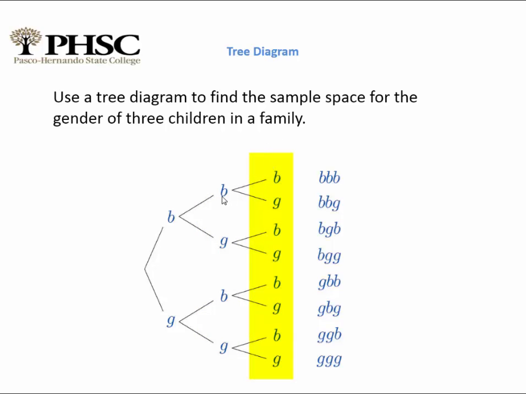And again, if I have a boy first, a boy second, and then a boy third, that will give me the first outcome, which is boy, boy, boy. Or all the way at the other end, if I have a girl first, girl second, girl third, then I would have girl, girl, girl. And if you notice, here are the same 8 possible outcomes. So the sample space is the same, whether you do a tree diagram or the table. The tree diagram is a little easier, especially if you've never seen this experiment, or if you're not sure about the outcomes.